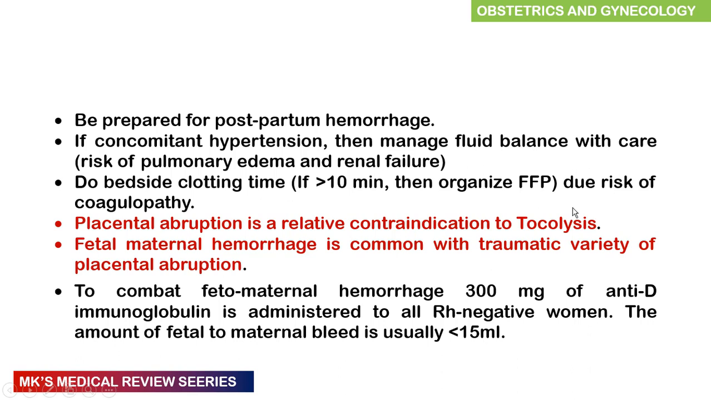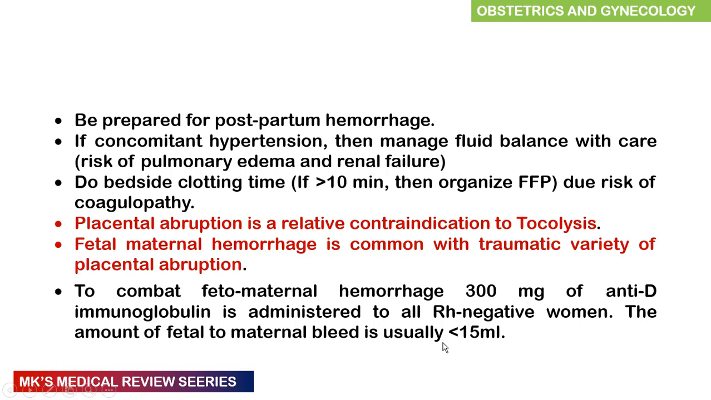Now, placenta abruption is actually a relative contraindication for tocolysis, which is pretty much stopping the uterine contractions with certain medication. Now, fetal maternal hemorrhage is actually common with traumatic variants of placenta abruption. Remember that if we cause the uterus to relax, we may worsen the bleeding. Then, of course, to combat the fetal maternal hemorrhage, we give 300 milligrams of anti-D immunoglobulins to all Rh negative women. The amount of fetal to maternal blood loss is usually less than 15 mils.